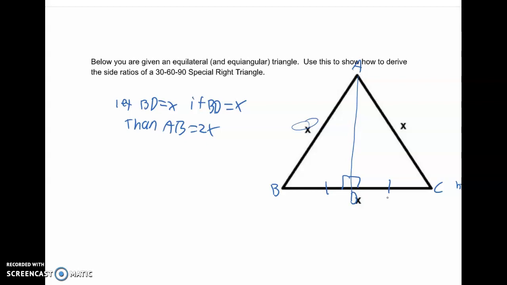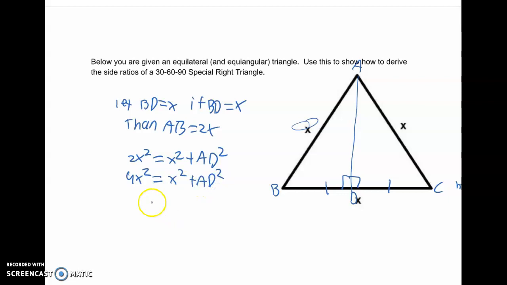And then since we have that side ratio, we only need one more. So we're trying to find AD at this point. And what we can do is we can use the Pythagorean theorem, and that is a squared plus b squared equals c squared. So we have the hypotenuse, which is 2x. And if we square that, that's equal to x squared, which is BD, plus AD squared. We don't know what AD is yet, but we're going to find that. And then we can combine this and make it 4x squared equals x squared plus AD squared.